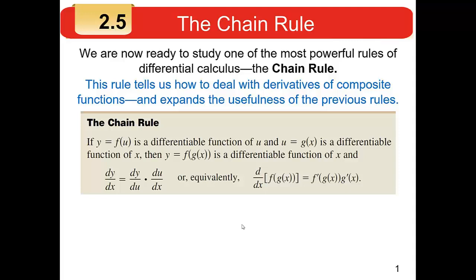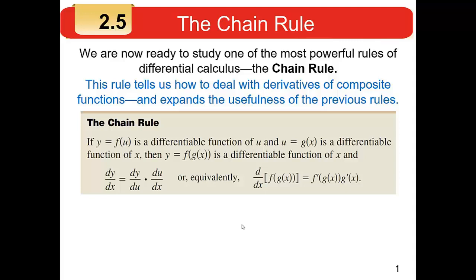In other words, the derivative of y with respect to x is just the derivative of y with respect to u multiplied by the derivative of u with respect to x. You can also write it in terms of the composite, and if you write it that way, you say d dx, the derivative of that composite f of g of x with respect to x, is equal to f prime of g of x times g prime of x.